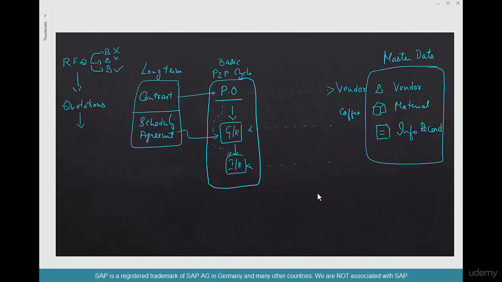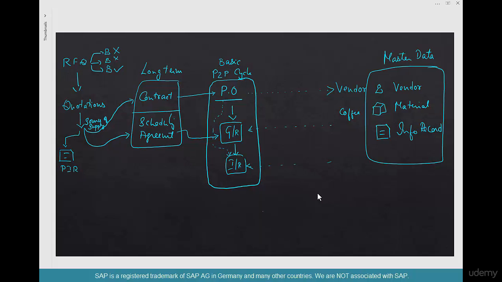What were the sources of supply? One was the purchase info record. The second was a contract. The third was a scheduling agreement. These were called sources of supply, right?